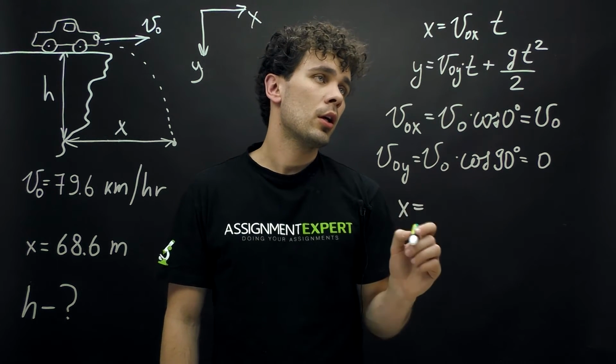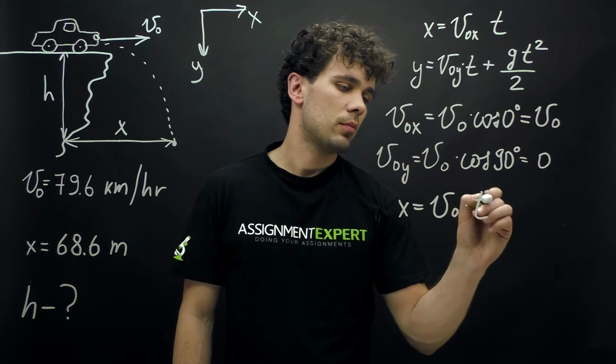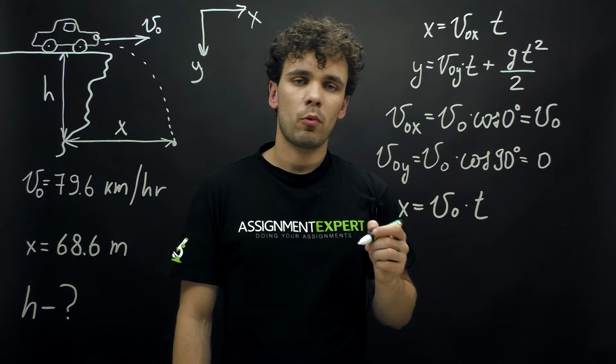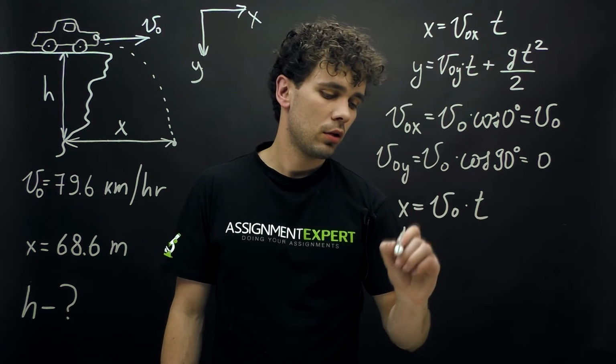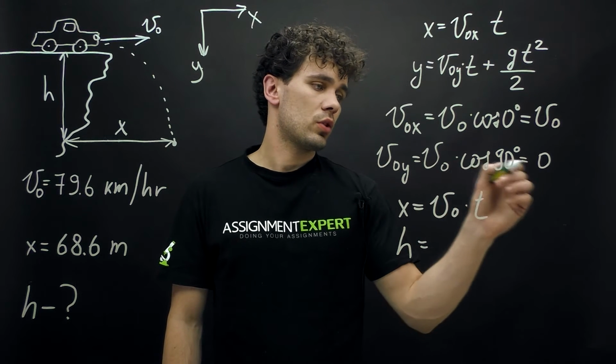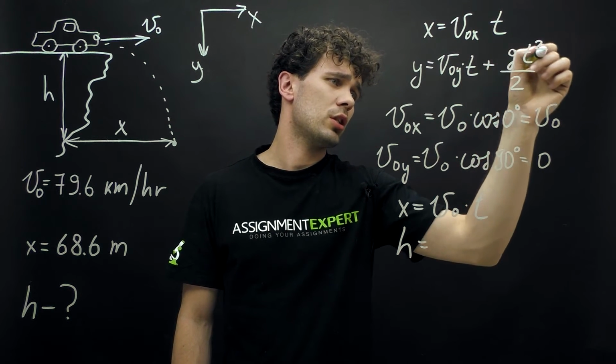Now let's rewrite our equations. x equals v0 times t. And for the second equation, instead of y, we will take h, the height of the cliff. And v0y equals 0, so that term vanishes, and then plus gt squared over 2.